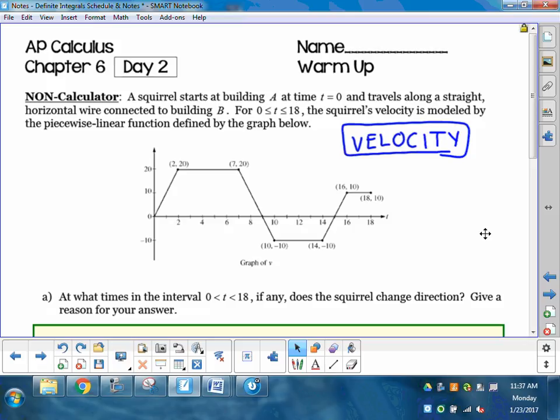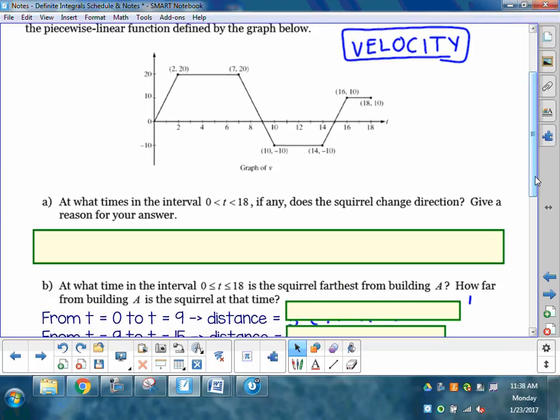Now, looking at what's there, first thing up is, at what time does this squirrel change direction, and justify what the answer is going to be? So let's look at what's there. And Josh, what would you say? It's t equals 9, t equals 15.